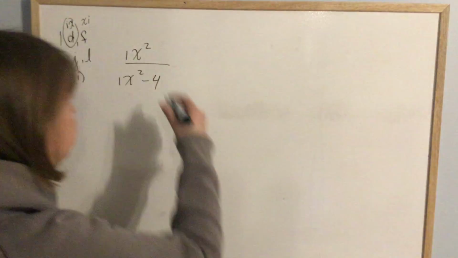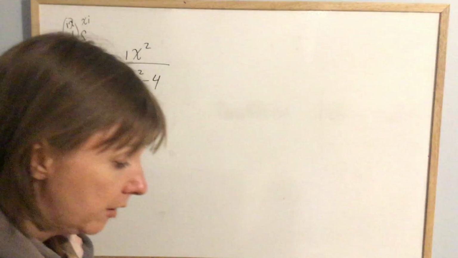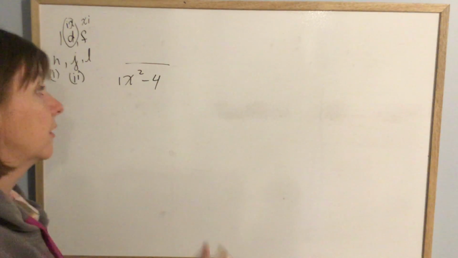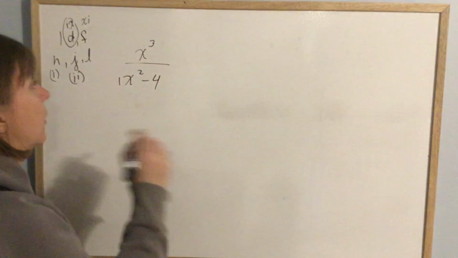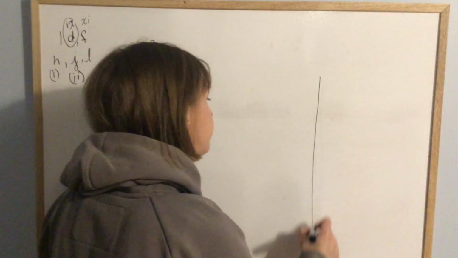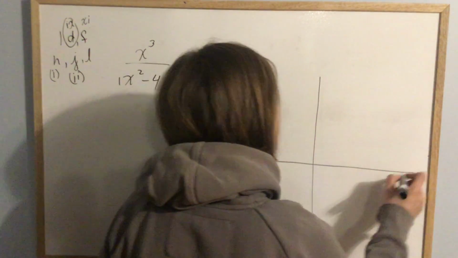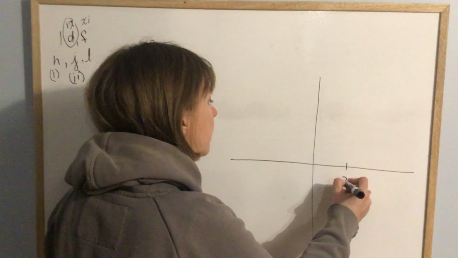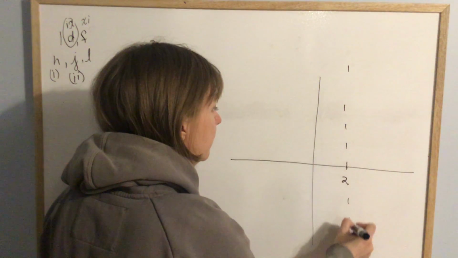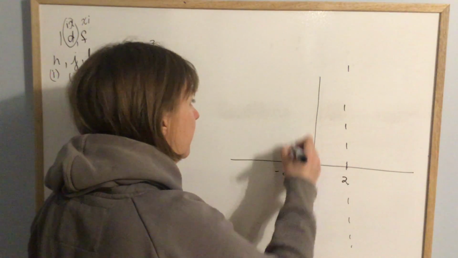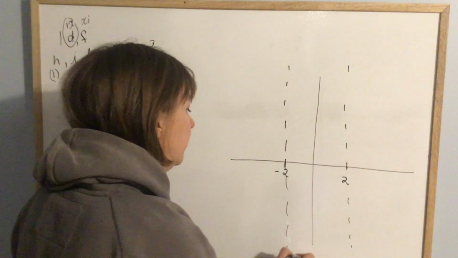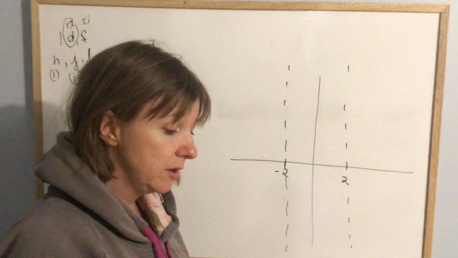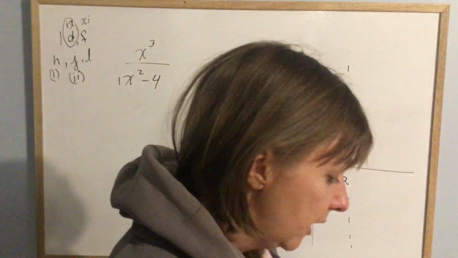x cubed over x squared minus 4. So this time it's x cubed over x squared minus 4. Again, we haven't changed the bottom, so I still have a vertical asymptote at 2 and one at negative 2. However, this time the degree on the top is one more than the degree on the bottom, which means I have an oblique asymptote.